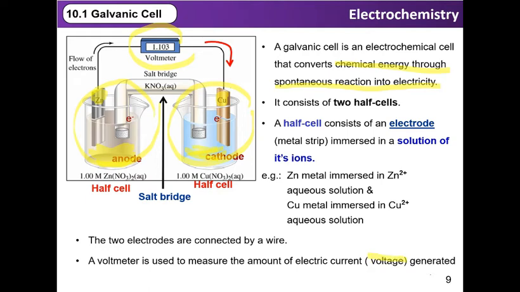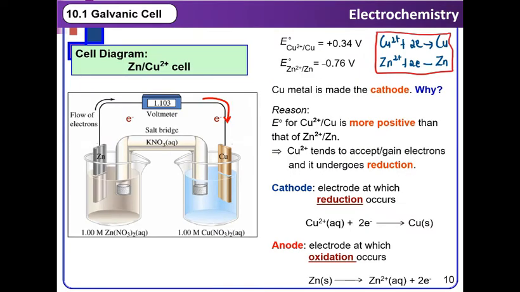So electrons will flow from anode to cathode. This is the direction of electron flow. The electrons will pass through the wire and the voltmeter, so the voltmeter will give the voltage reading. And then the two containers of electrolyte are connected by a salt bridge. Normally, the salt bridge consists of potassium nitrate or potassium chloride solution.